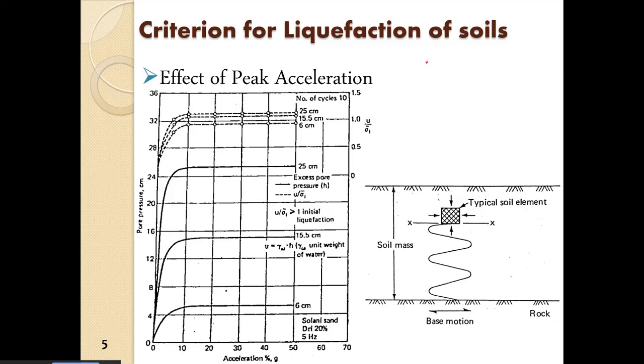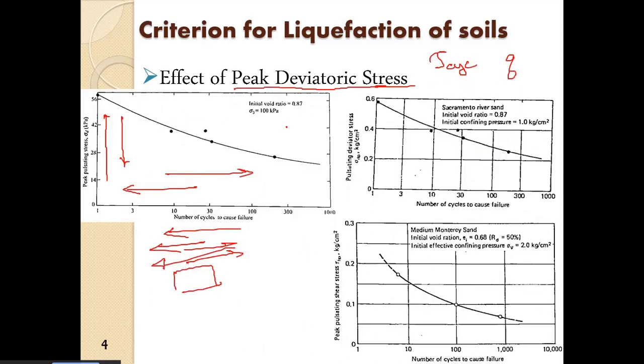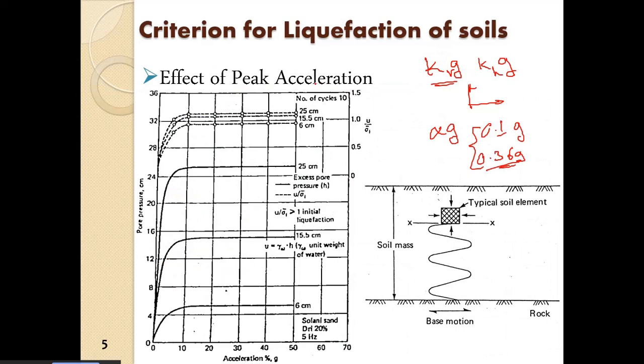All right, so when we use the acceleration coefficients, kh into g and kv into g, the coefficient of horizontal acceleration, coefficient of vertical acceleration, or maximum acceleration, alpha g, that we use, say 0.1 times g, 0.3 times g in our design. So these are some design accelerations. As you see, the peak pulsating stress is similar to the peak acceleration.